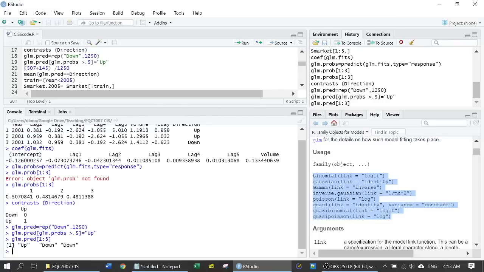Okay, so now we want to know, maybe next I want to table the glm.pred.